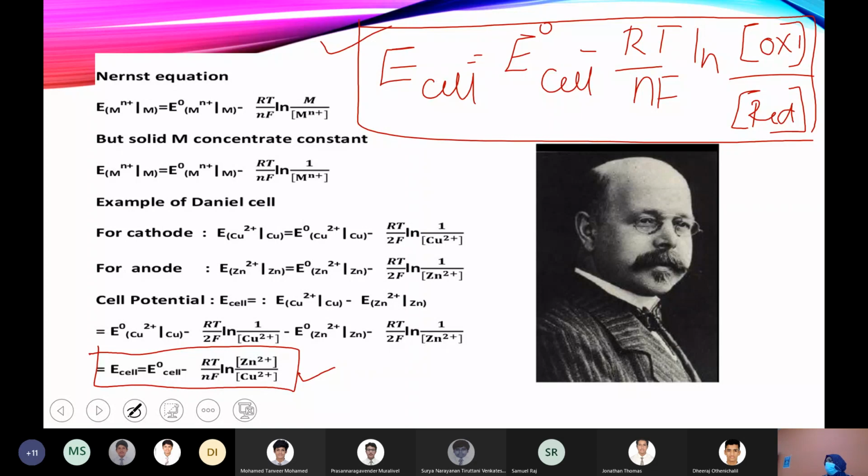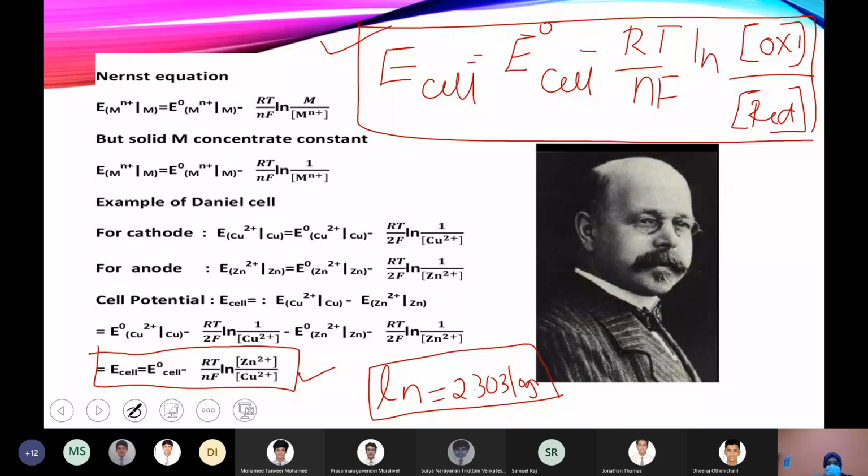Ln is natural logarithm, and log is logarithm to the base 10. That's what I told you, you should know this conversion. Ln is equal to 2.303 log, because you cannot solve ln normally using the logarithmic table which will be provided. So you have to convert it into log anyway. So what will happen if you convert into log?